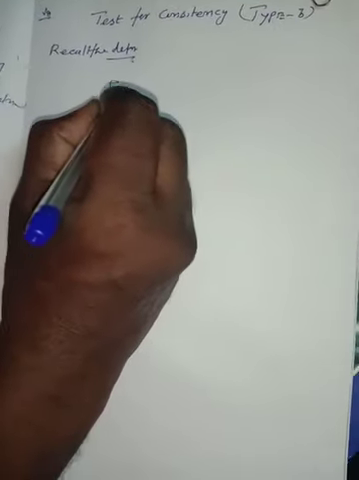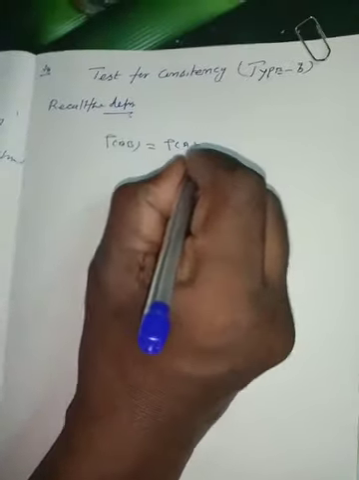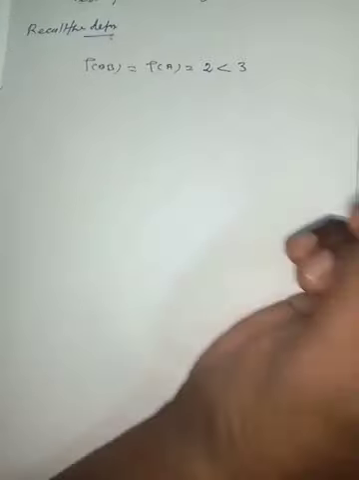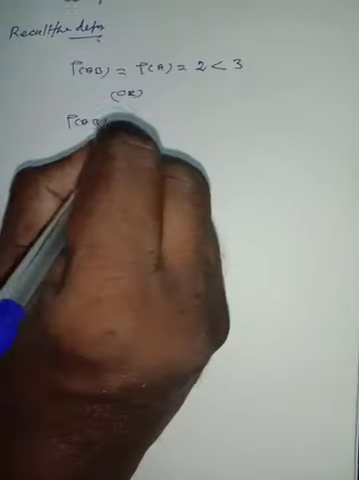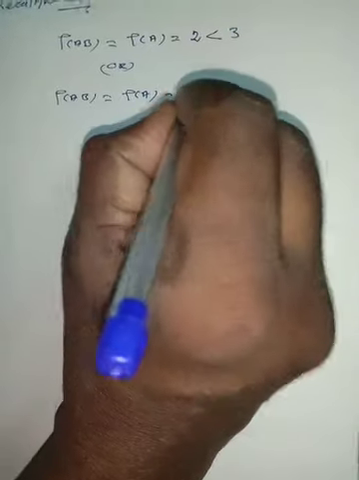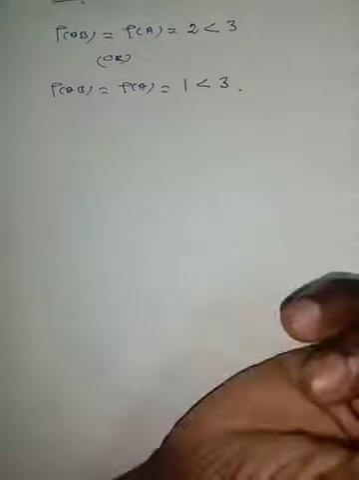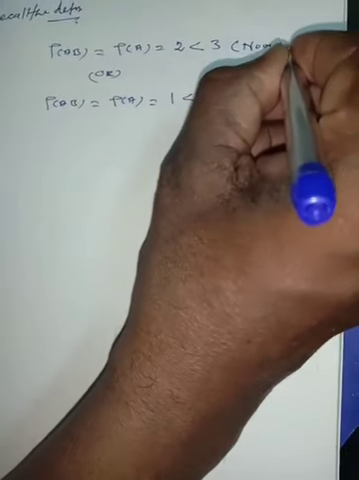Type number 3 is rank of AB is equal to rank of A is equal to 2, which is less than 3. There are 3 unknowns, therefore less than 3. Or rank of AB is equal to rank of A is equal to 1, which is less than 3. 3 means number of unknowns.